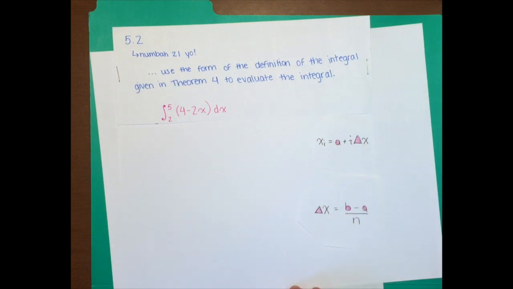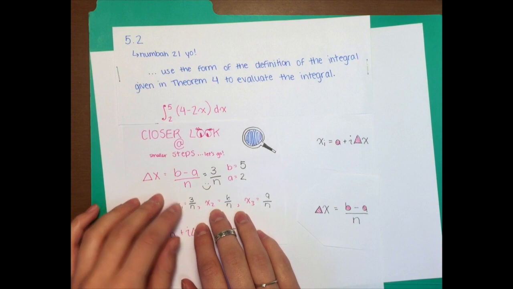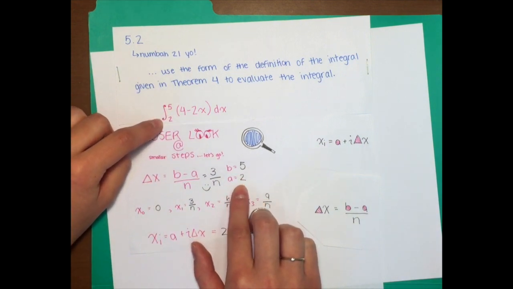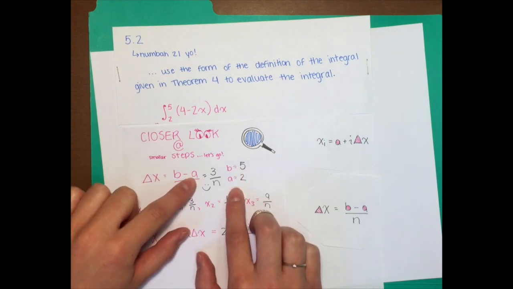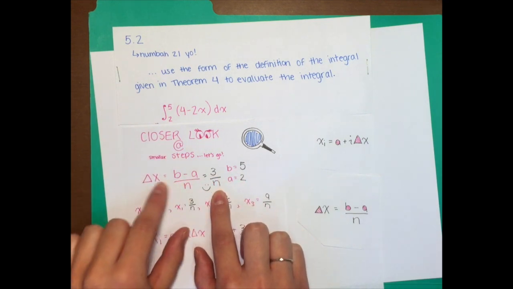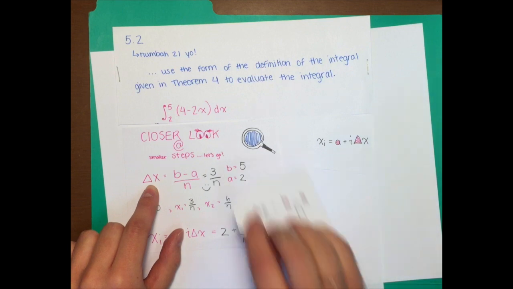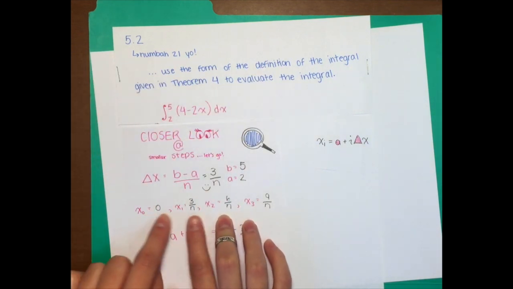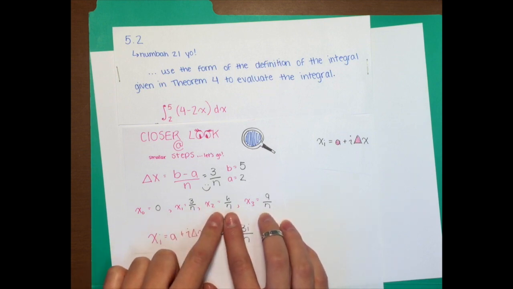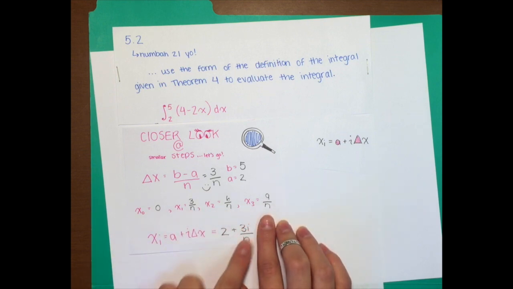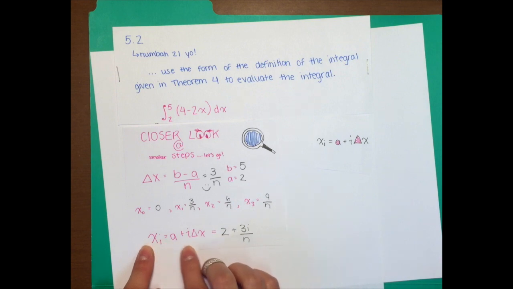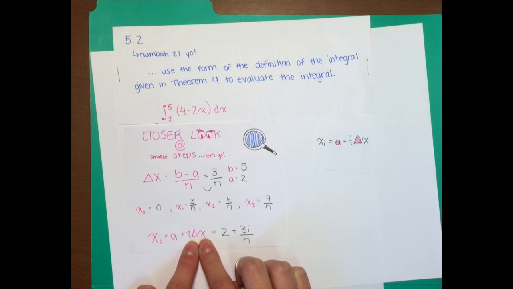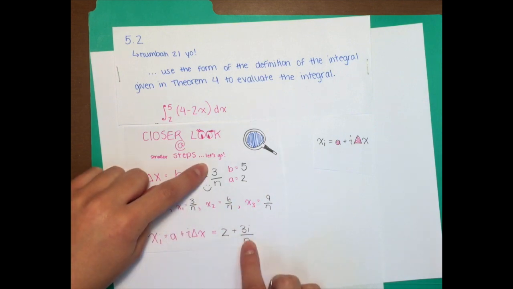Taking a closer look at these two values, we will discover that b is equal to 5, a is equal to 2, and plugging that in will yield 3 over n. This allows the subintervals to come to 0, 3 over n, 6 over n, and 9 over n. The x subscript i value is 2 plus 3i over n.